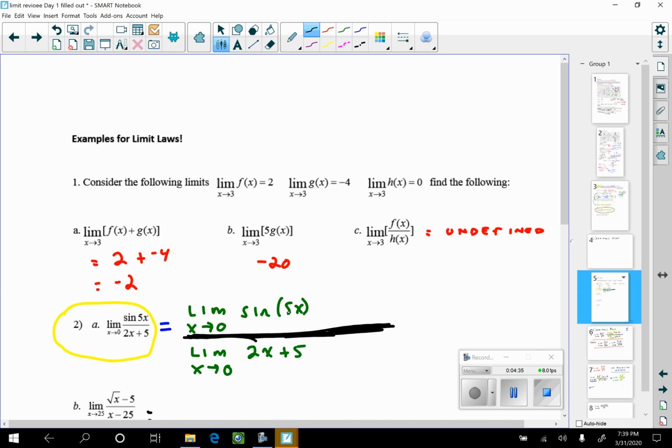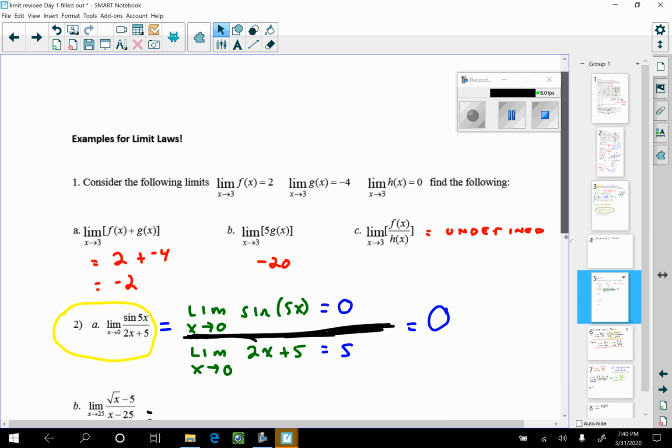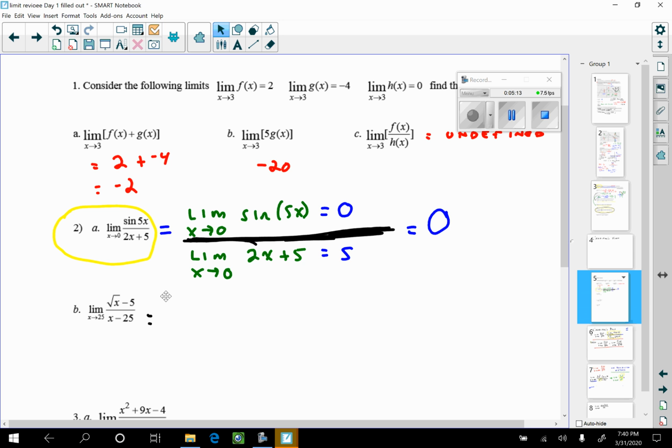And so I'm going to evaluate this top limit right here. As x goes to 0, 5 times 0 is 0. The sine of 0 is 0. And if I put 0 into this, 2 times 0 is 0, plus 5 is equal to 5. Now, and only now, and I could have done that up there at C, I can say 0 divided by 5 is 0. So that guy is 0. Let me get this guy out of my way. I can move him. Okay, so now I'm going to do this guy right here the same way.